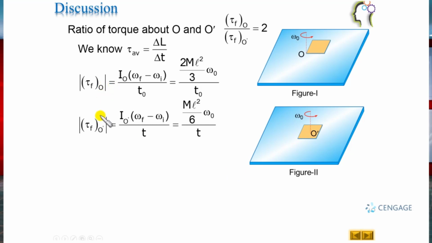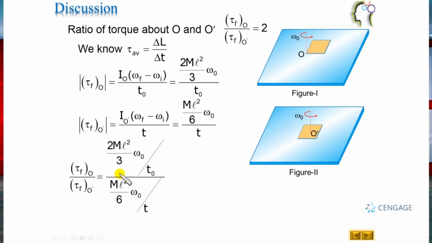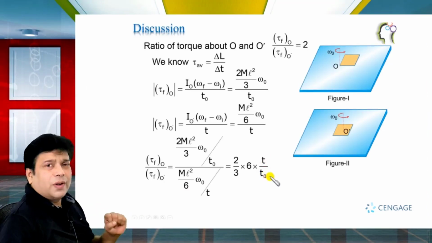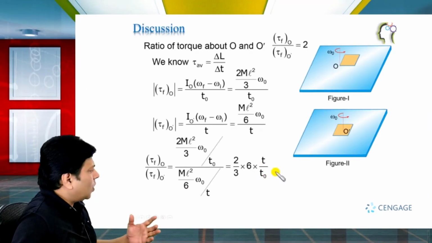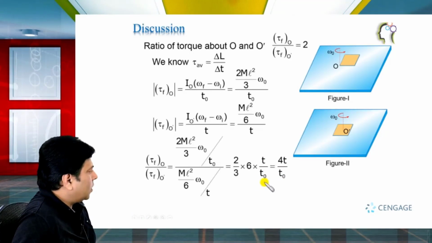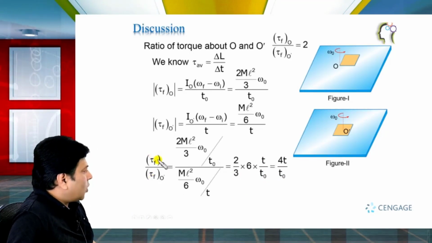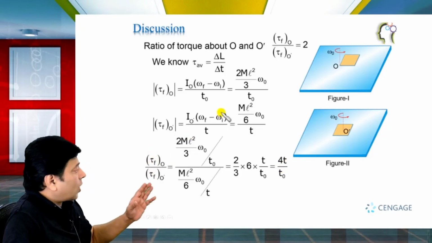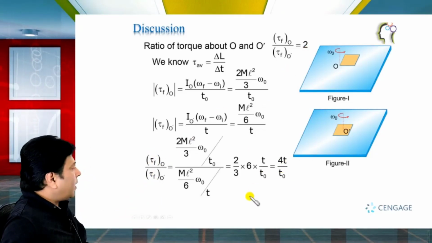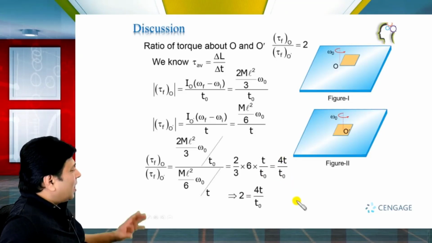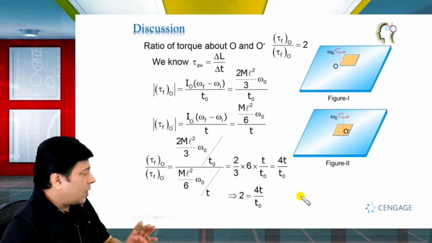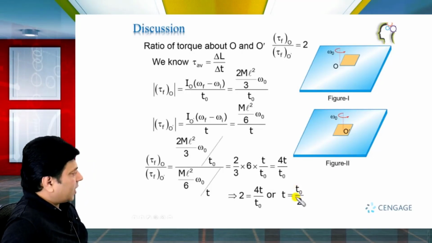Now we can divide. The ml square term will get cancelled. Omega naught will also get cancelled. This is equal to 2 by 3 multiplied by 6 t divided by t naught. We can further simplify; this is equal to 4t divided by t naught. That means the ratio of the torque should be equal to 4t divided by t naught, and we know the ratio of the torque is nothing but 2. So we can write 2 equal to 4t divided by t naught. That means t is equal to t naught divided by 2. This is the required time.